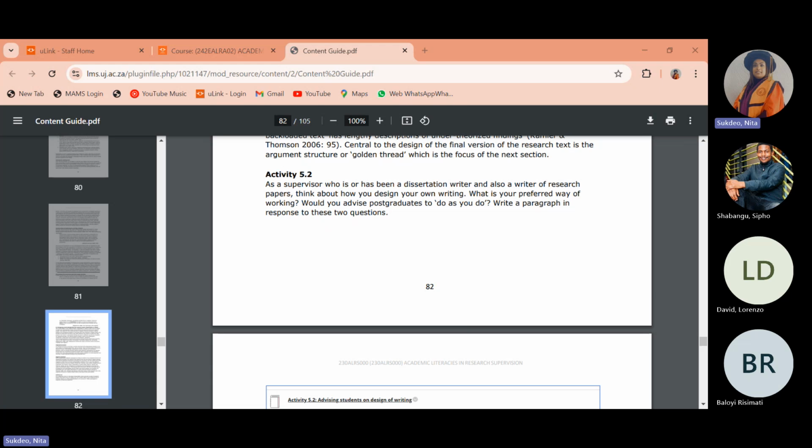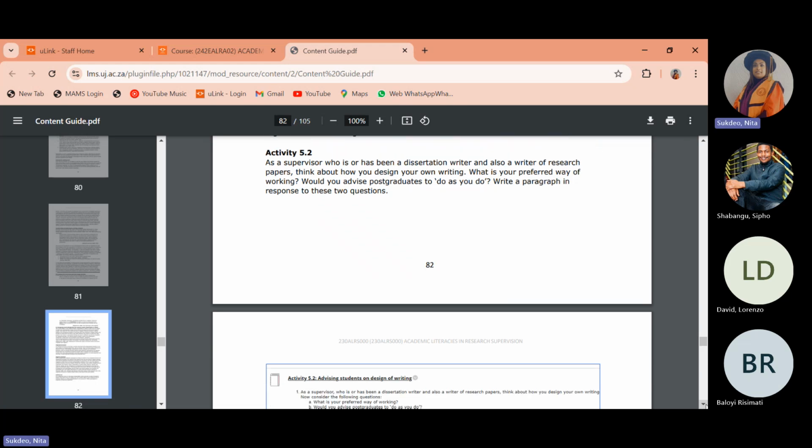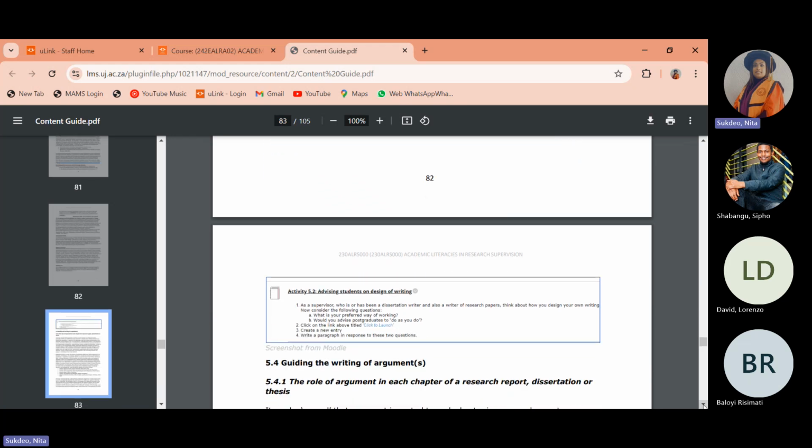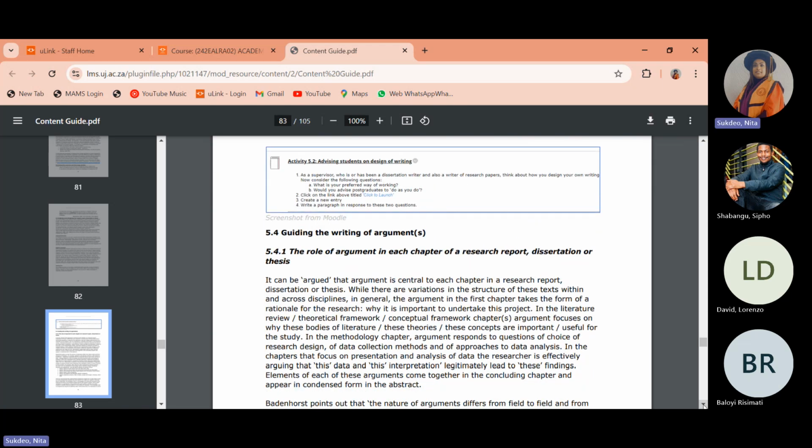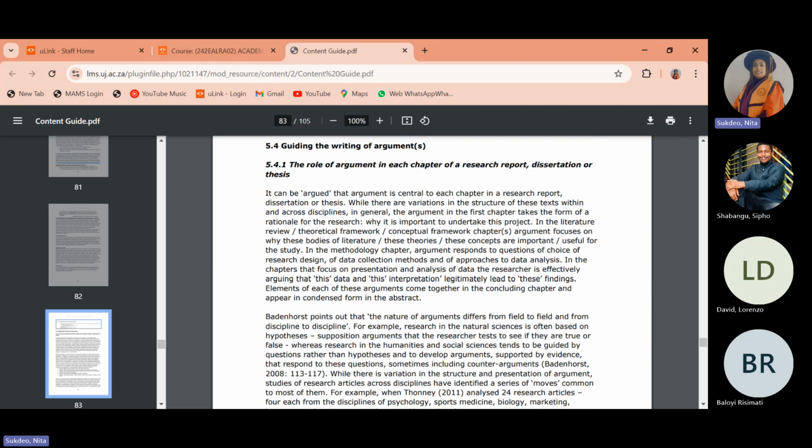All right. So 5.2, you think you'll be able to handle that? What we just spoke about: write a paragraph in response to questions of how you would work with the student, how you would guide them, or is it just that they must follow A, B, C, D exactly how you want them to follow it? Okay. Thumbs up, thumbs down, you good? 5.2. Okay, let's move on, right?